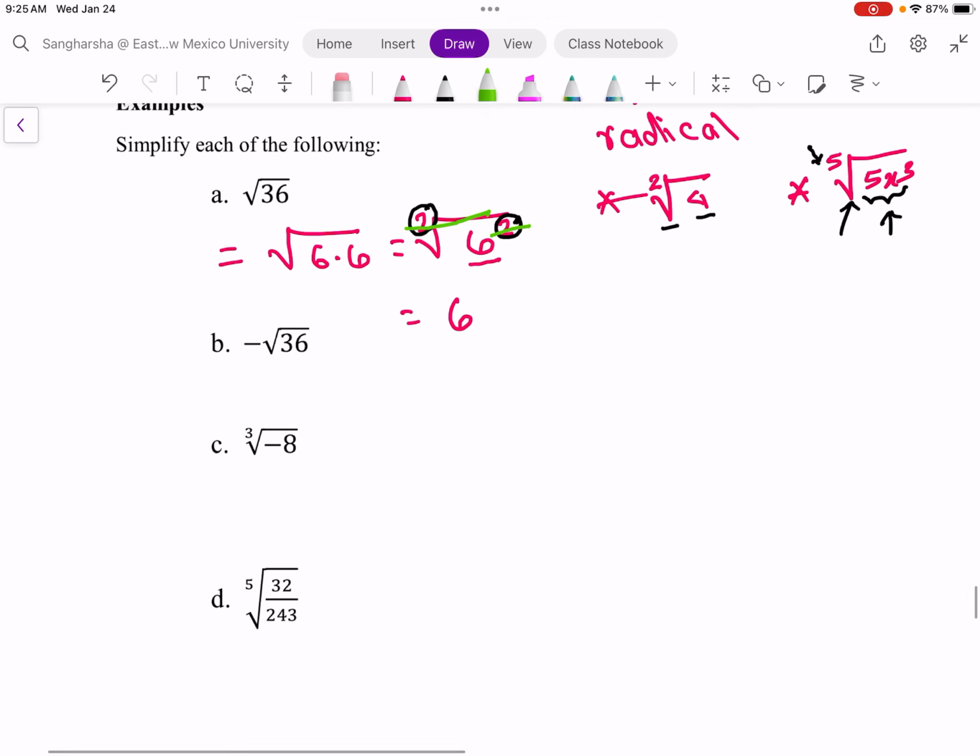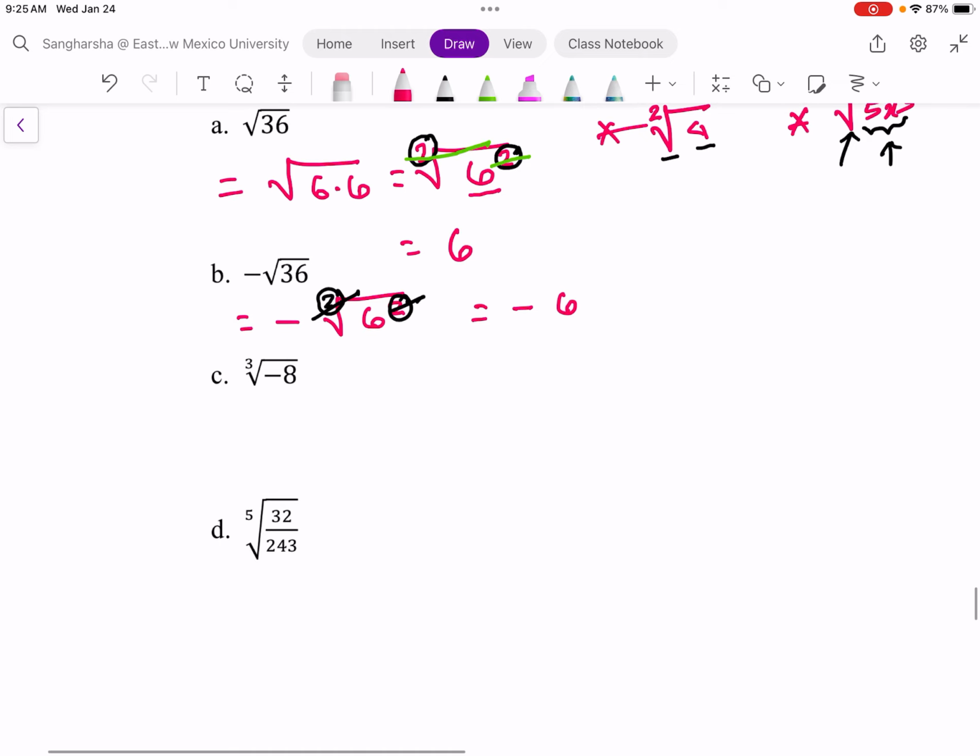Next, we have the negative square root of 36, which is pretty similar to number A. The only difference is that we have a negative outside of the radical expression. So we have the negative as it is, and 36 is 6 squared. The index is again 2 and the exponent is 2, so we can cancel this and we are left with the negative in front and 6, so negative 6. This is our final answer.